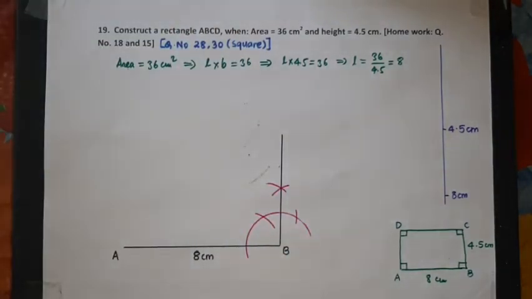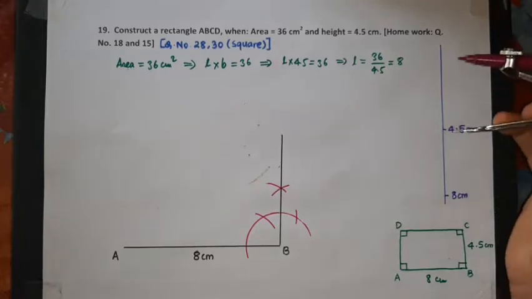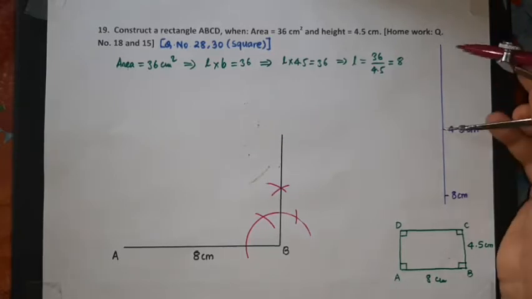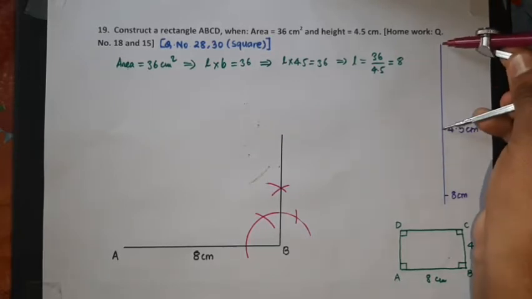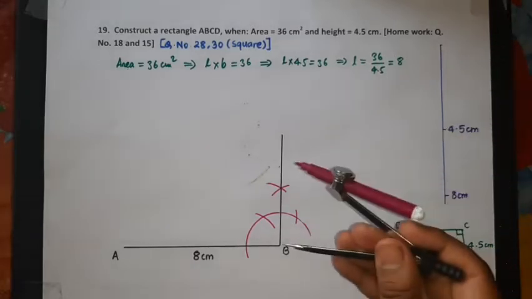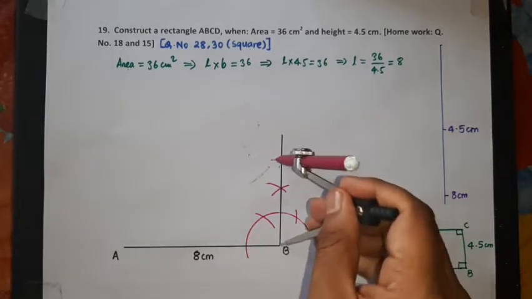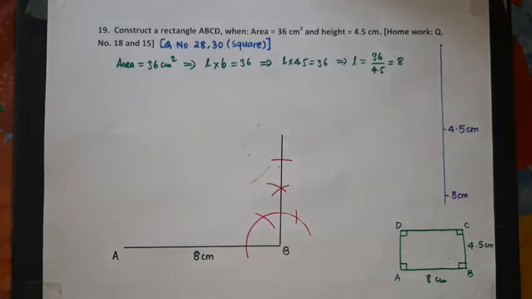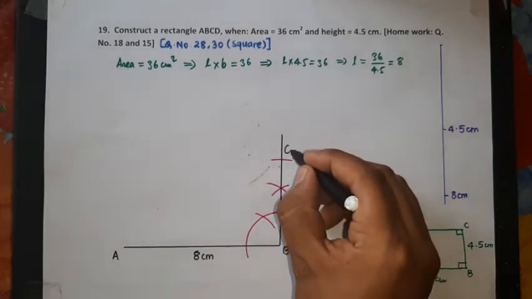Okay, next what I need to do is I need to make this 4.5. So let me take a measurement of 4.5 from here. Okay, so this is my 4.5. So let me keep it out there and cut this. So this point of intersection will be point C for me. Okay, so let me mark C out there.